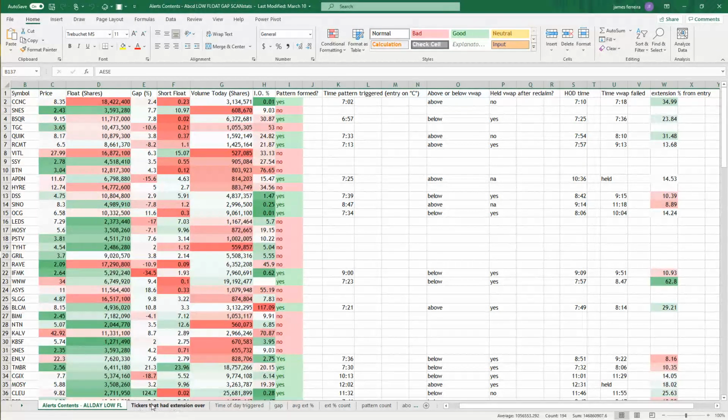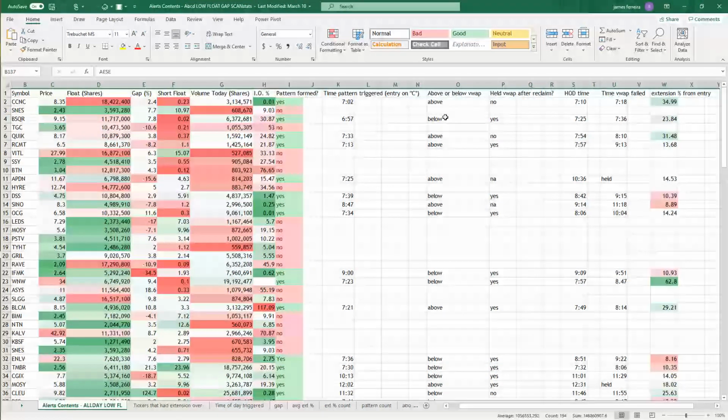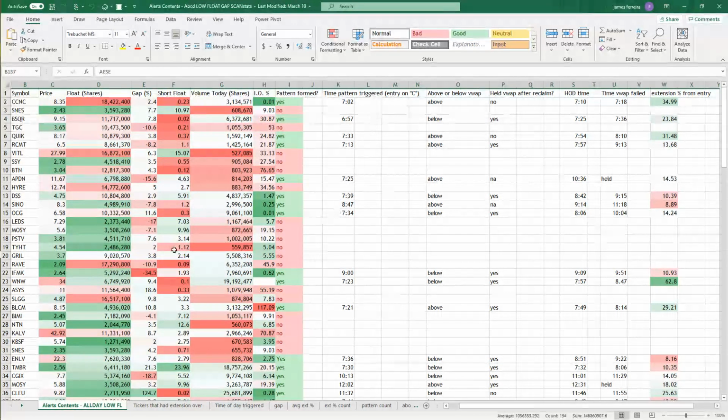What do I look for? I look for price. I want to know the float, the gap, the short float, the volume today. I'm going to go over this slower. Okay, this is just a quick run of what this has. The volume today, institutional ownership. Has my pattern formed? What time did the pattern form?